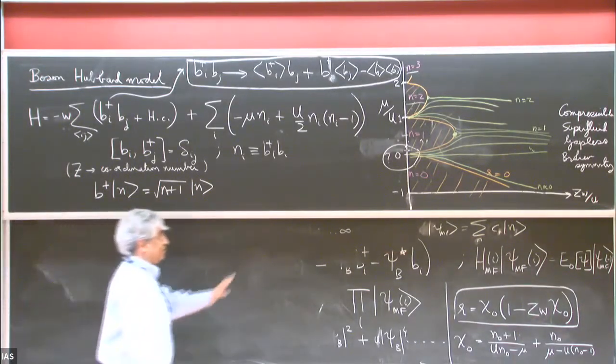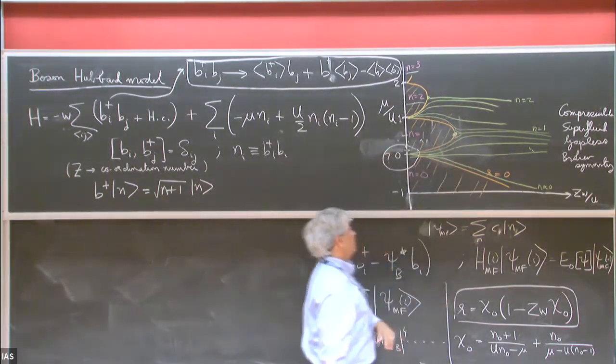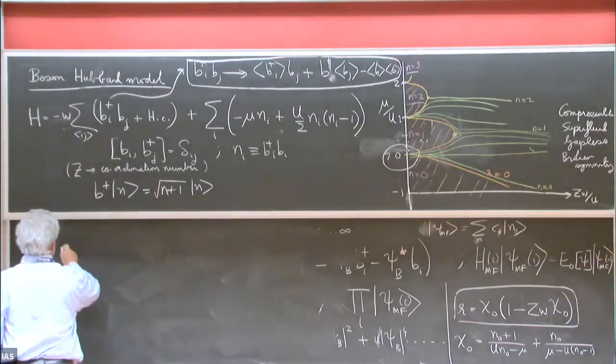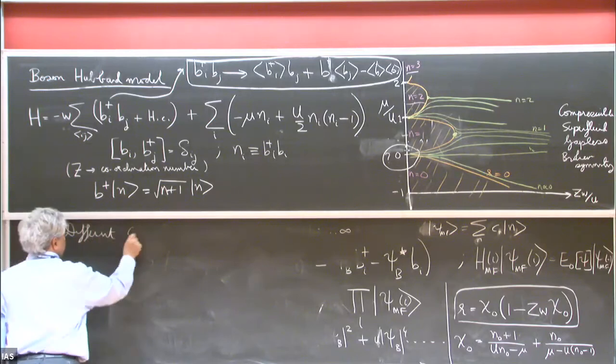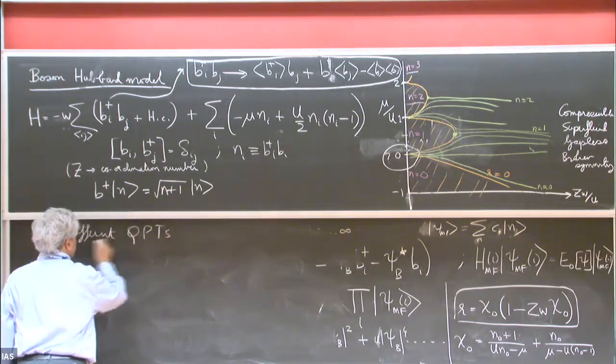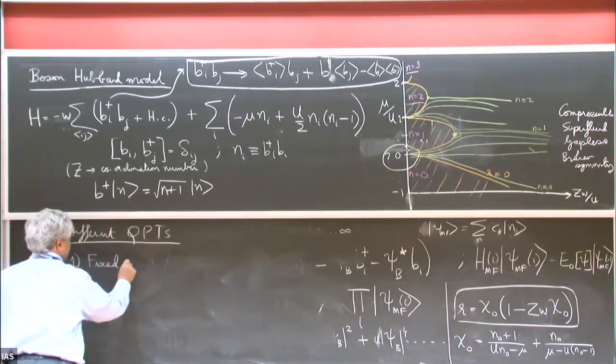And of course, I'm not going to talk about that here. I'm just trying to stay at finite W. So there are 3 different types of QPT. One would be at fixed density, fixed integer density.